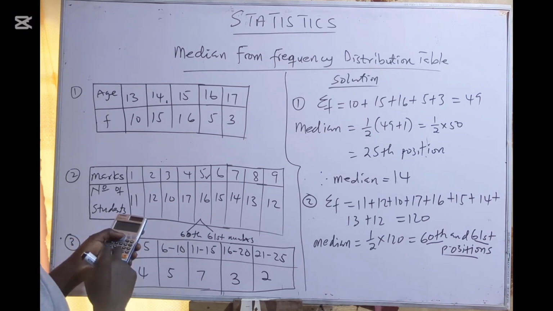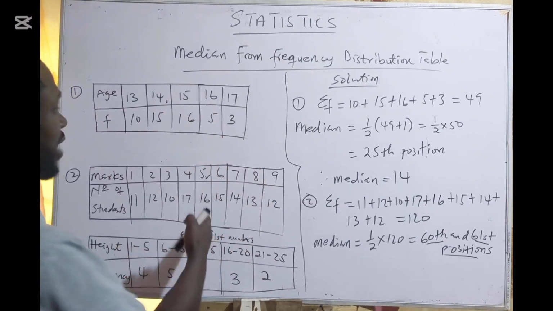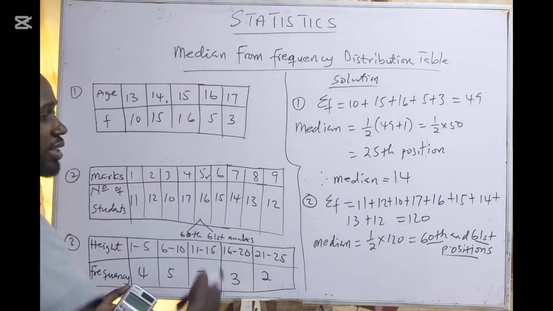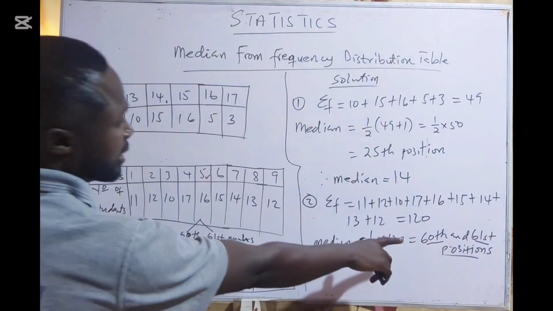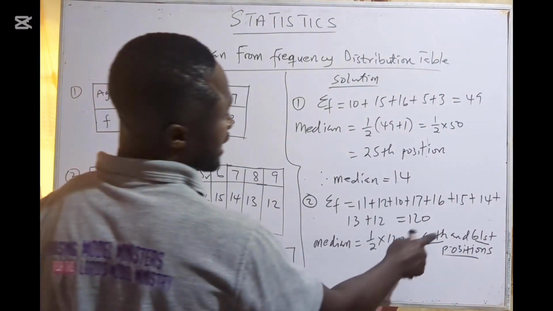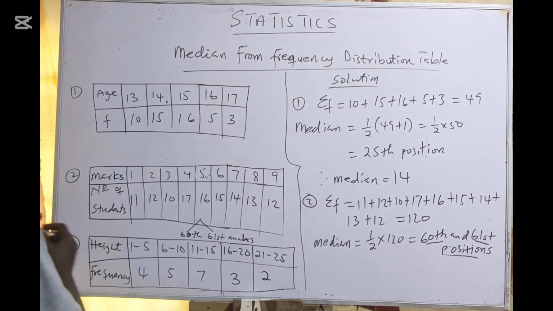So which is 60, we get 66. It means that the last 5 number will be the position 56. But because the last 4th number does not reach the 60, it means that the number at the 60th and 61st position will fall at the number 5.